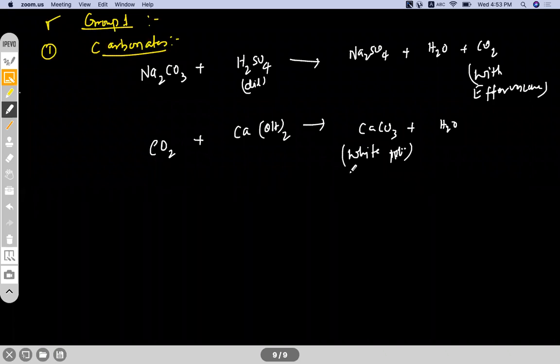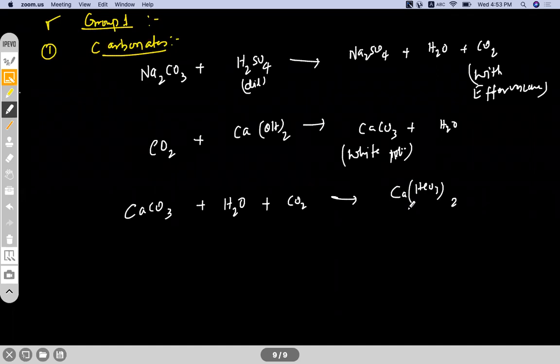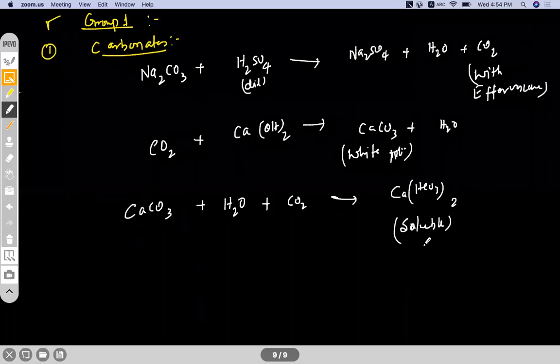One note you write down into this. One more reaction we have here. The calcium carbonate that forms here also gets dissolved in water in the presence of excess CO2, and it converts into Ca(HCO3)2, which is also soluble. Bicarbonate, so it becomes clearer after some time. So this is a chemical reaction involved in this.